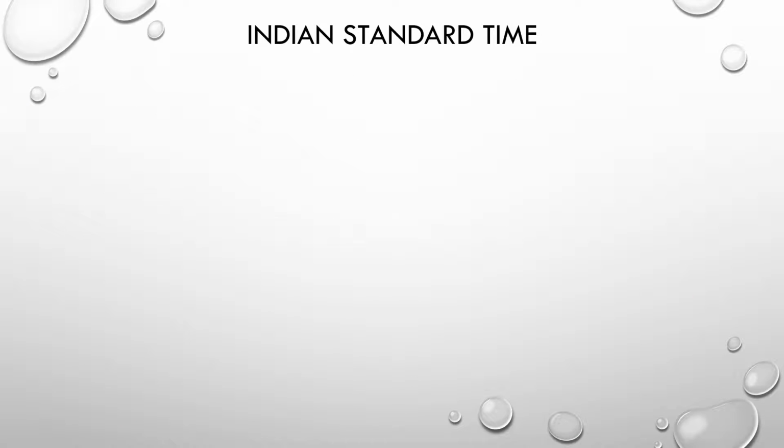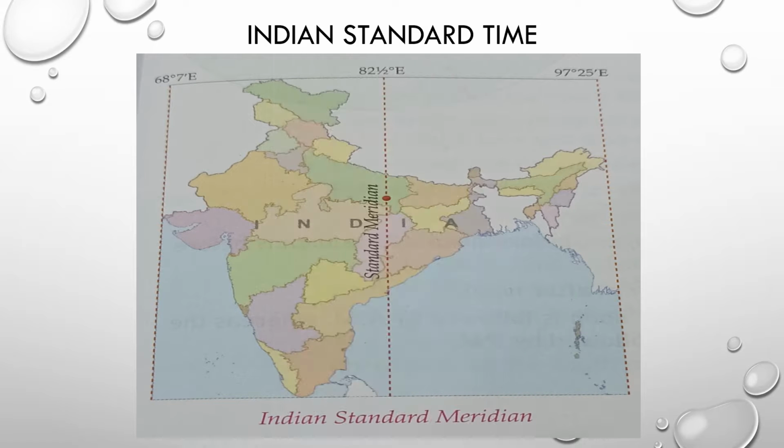Now let's try to understand the Indian Standard Time. Students, this is the map of India, and India lies between the longitudes of 68 degree 7 minutes east, as you can see here, and on the other side it is 97 degree 25 minutes east.